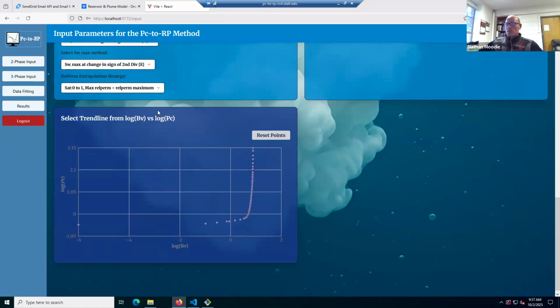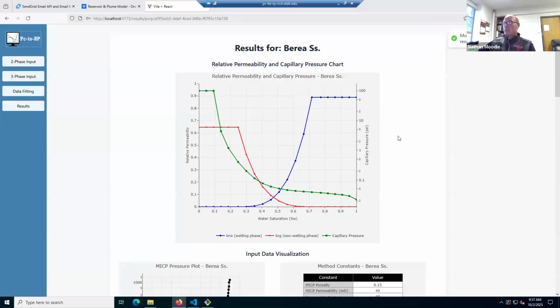And then this is the Swanson chart here that will determine where your effective non-wetting phase relative permeability is. You need to pick 2 points on this chart to pick this trend line here. This trend line's picked automatically. You'll see that in the results here. And so once you pick these 2 points, run the model.